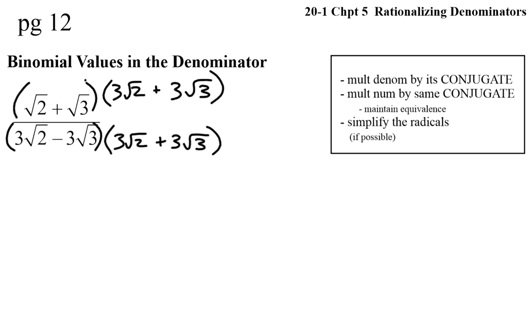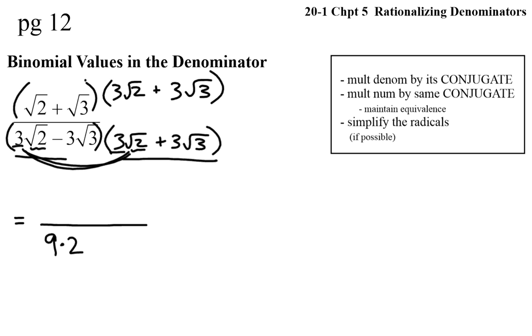Now, when you start to get FOIL with radicals, the math isn't tough, but you can lose track of what you're doing, so you need to be careful. Again, because these are conjugates, all we're doing is multiplying the first terms. 3 root 2 times 3 root 2. Well, 3 times 3 is 9. Root 2 times root 2 is just 2. So we have 9 times 2, or 18.